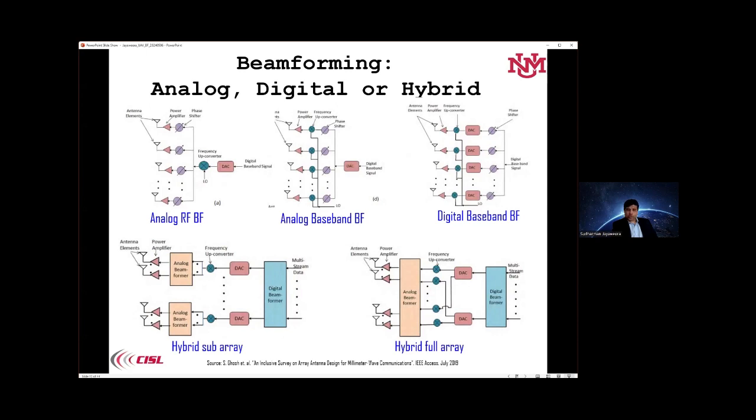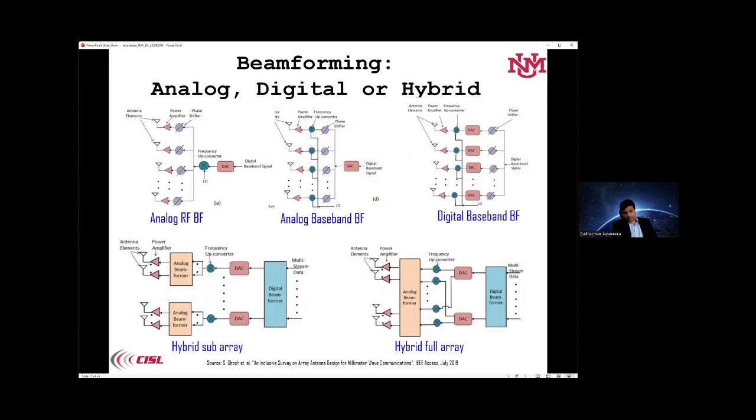So the solution is to use hybrid beamforming. In hybrid beamforming, you can do digital beamforming, but then you can do the analog beamforming after doing the frequency up conversion as an additional step. So the advantage here is that you can reduce the number of RF chains you need by doing this.